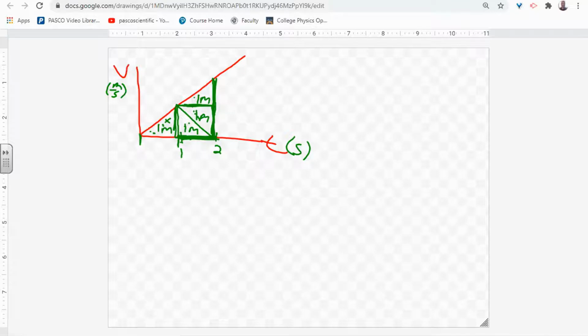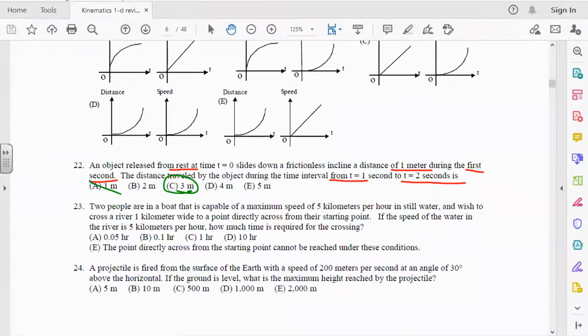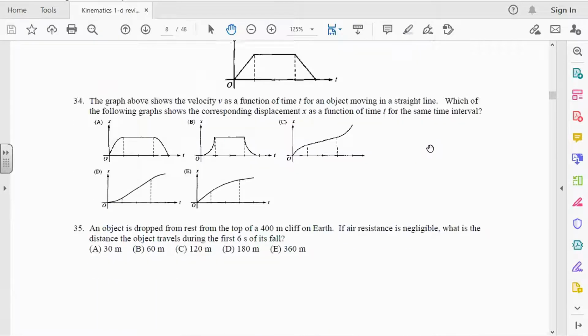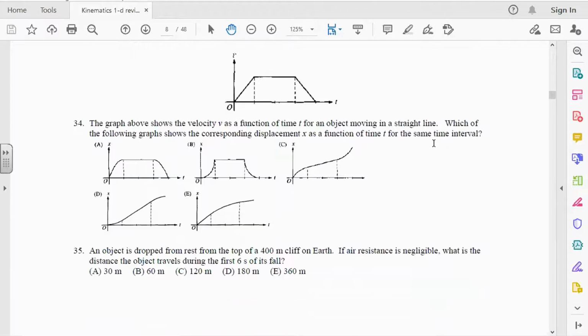All right, so let's clear that out. And that. And now we're going to start jumping around after 22. So the next one I have is 34. All right, so 34 is giving us this velocity time graph, and it's asking for the graph that corresponds as a position time graph along with this velocity time graph.